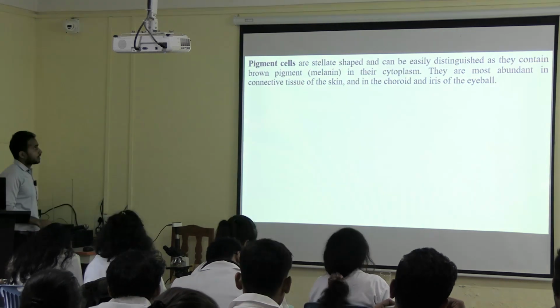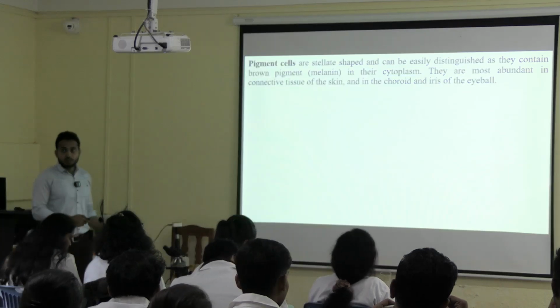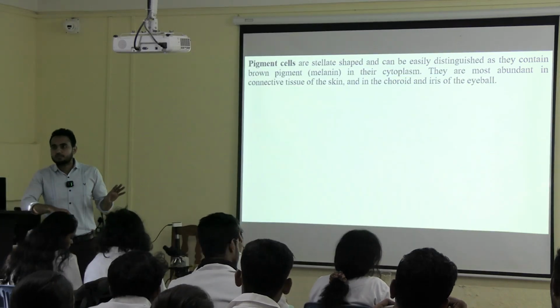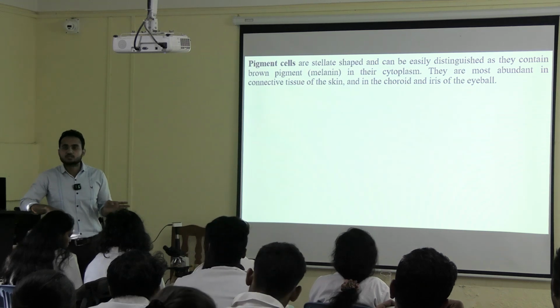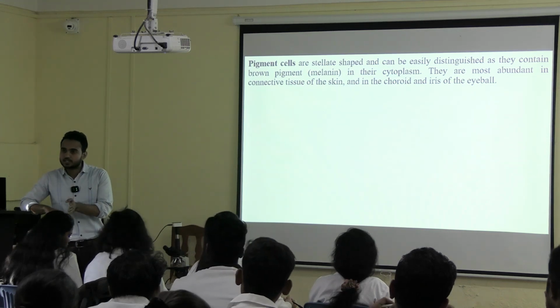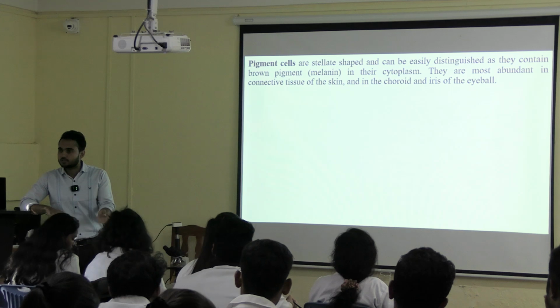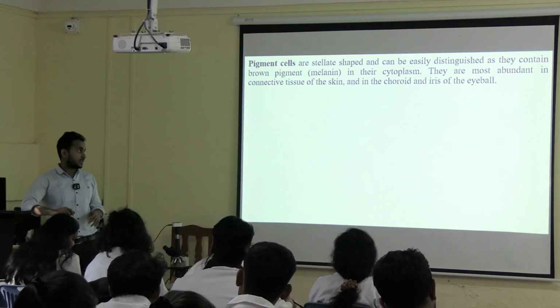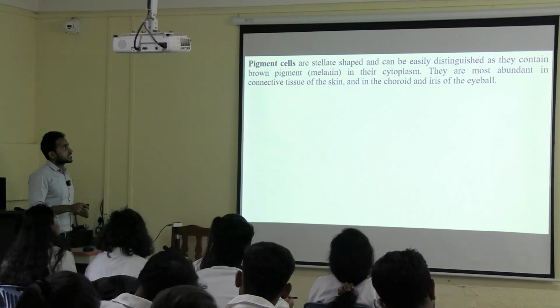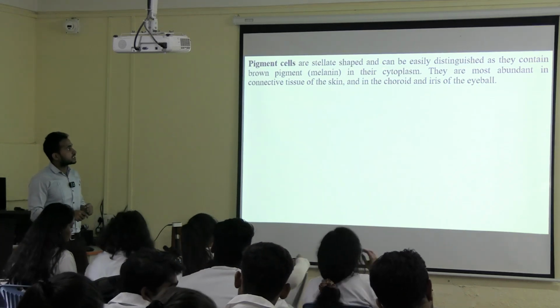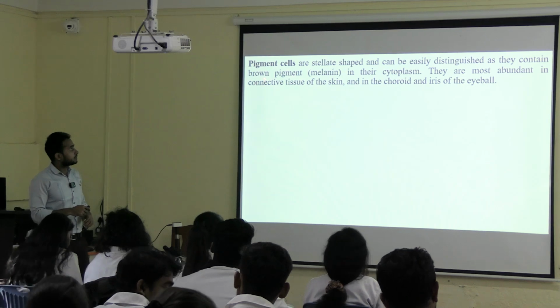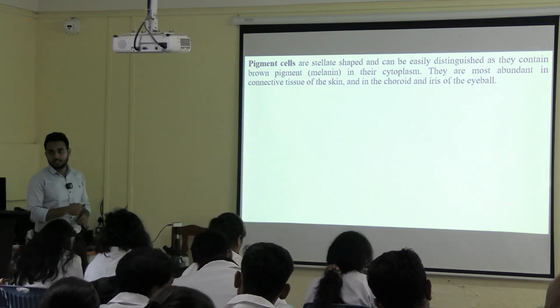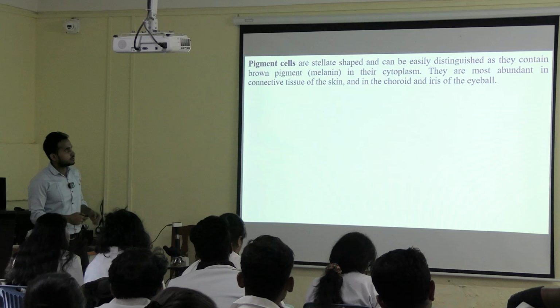Lastly, the pigment cell. Here I will not be discussing the free cells and their functions, because all the functions of the free cells are part of WBC, and you have studied them in blood. So I am not going to repeat the same things. Pigment cells are stellate shaped cells and can easily be distinguished by the brown pigment, also called melanin, in the cytoplasm.